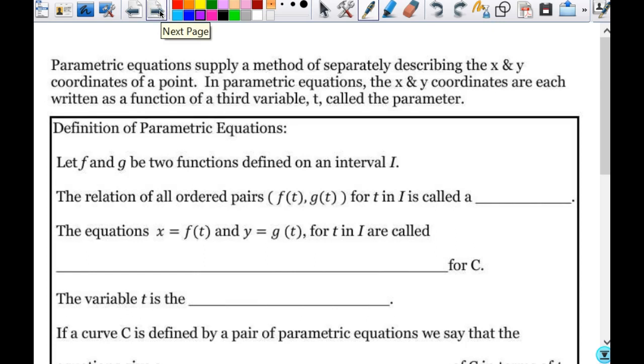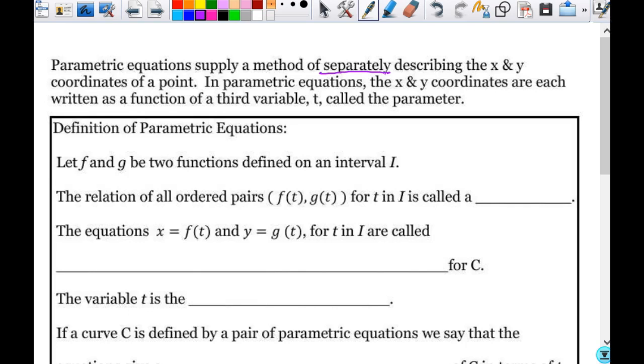So parametric equations supply a method of separately describing the x and y coordinates of a point. In parametric equations, the x and y coordinates are each written as a function of a third variable t called the parameter. All right. So even though it's always t, that doesn't necessarily mean it's time or temperature either. I know that's kind of misleading, but x doesn't always stand for xylophone either, right? It's just the way it is.